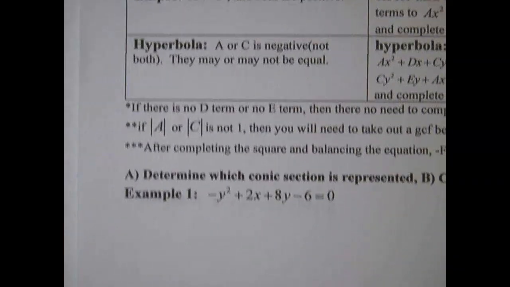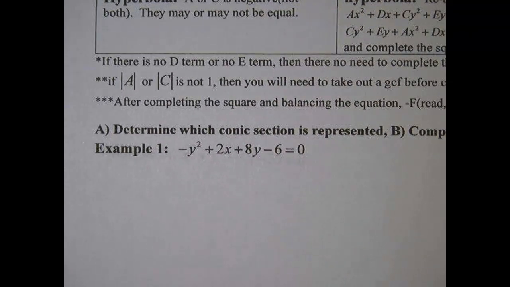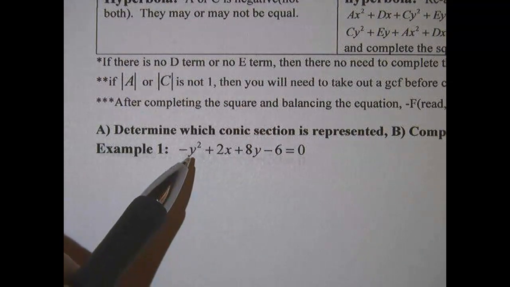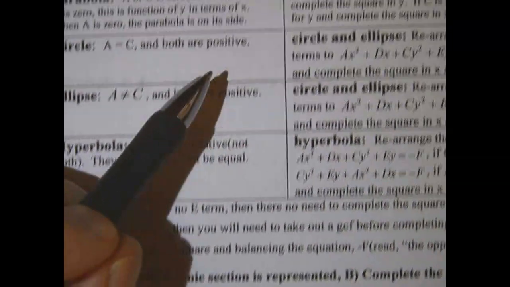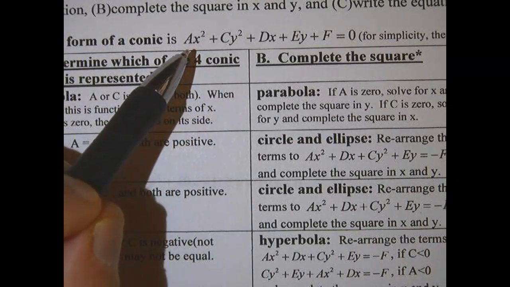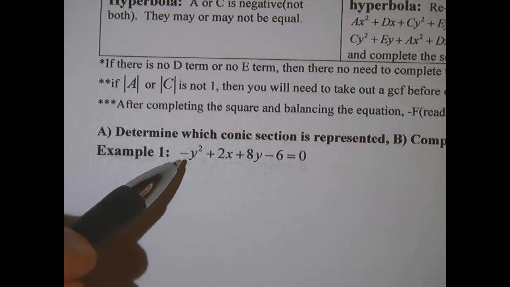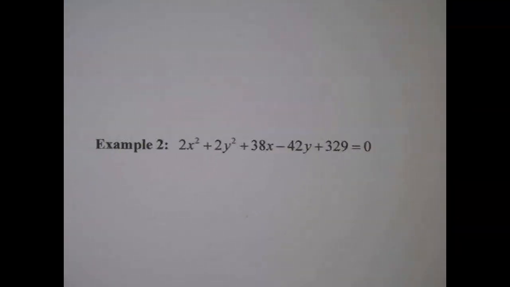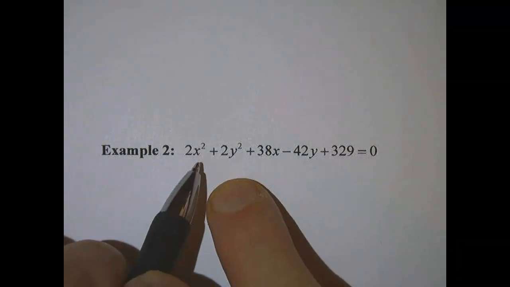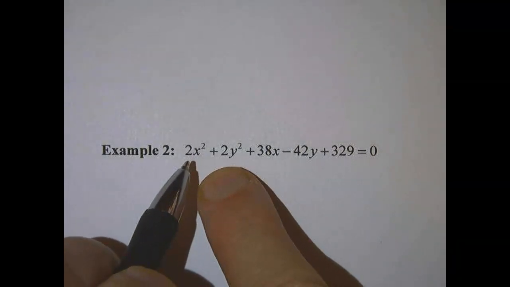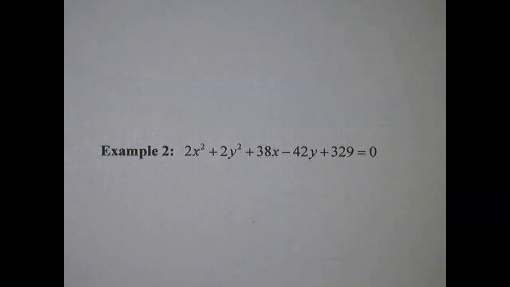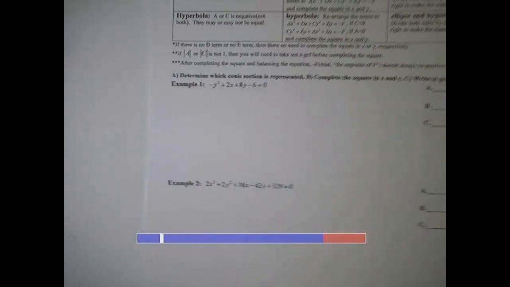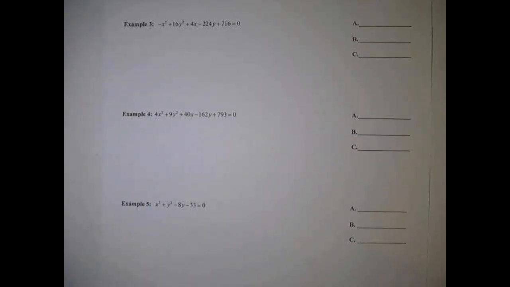So let's look at some equations and see if we can figure out which ones we're looking at. All right, so this first example, we can see that something's missing. There's no x squared term. In other words, A is 0. So this is a parabola. Let's look at the second one, and we're going to write them in, and you can try the rest. These are both positive, they're both there, and they're both the same. So that's a circle. See if you can identify the other three examples, 3, 4, and 5. I'm going to pause and write them in, but there they all are, and give it a try.